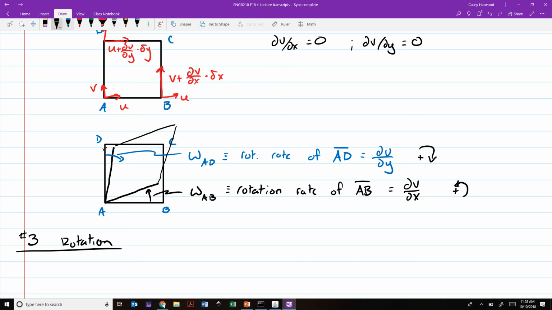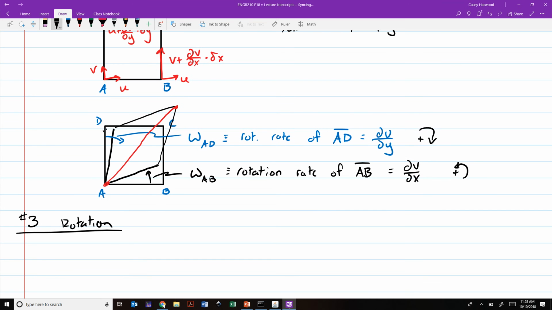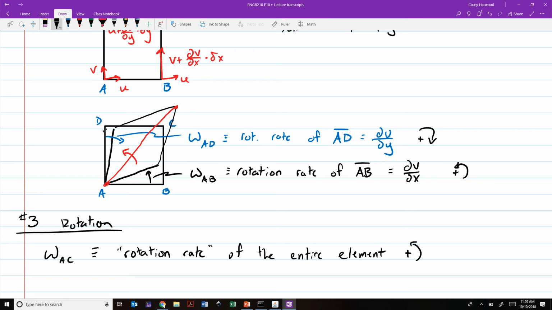If we were to draw a line between point A and C, omega AC would be defined as the rotational rate of sort of the entire element. What component of this motion is causing it to actually spin? Because we get to pick this one, we're going to define this as being positive counterclockwise, in other words, following the right-hand rule convention.